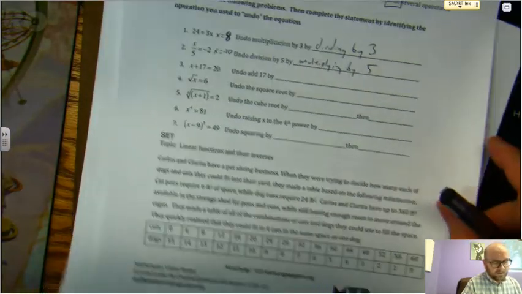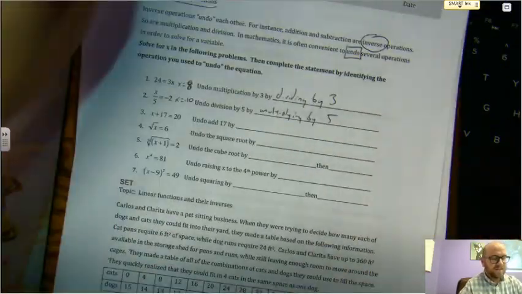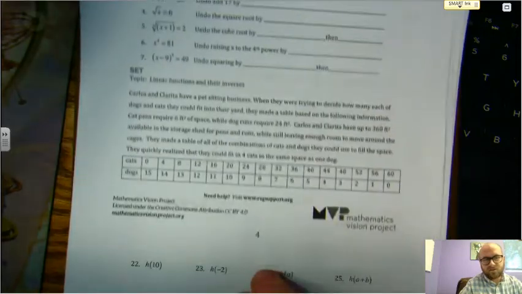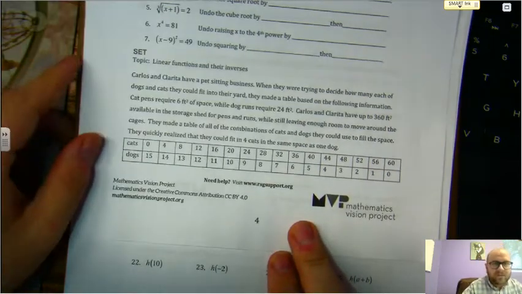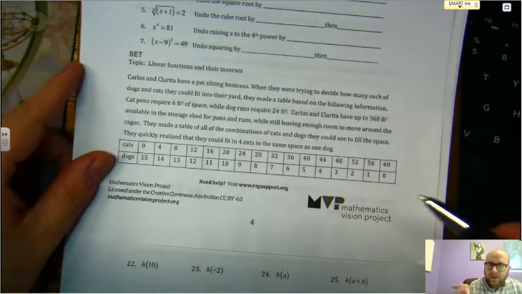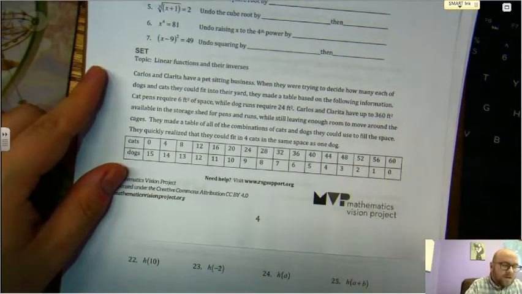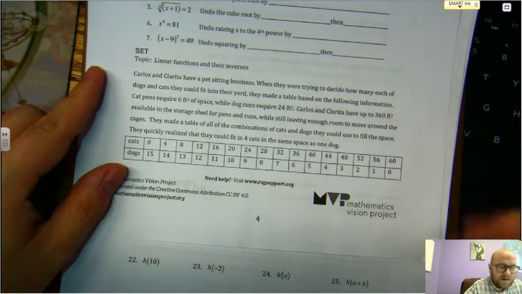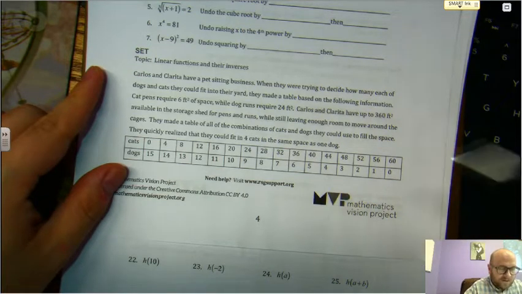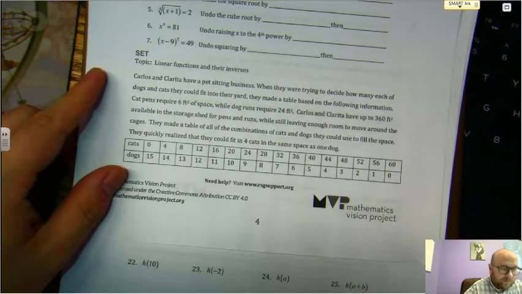The next topic is the Set. We're going to be looking at linear functions and their inverses. So we have this very long problem here, right? And take your time with it, and let's look for what's going on in this problem. It says, Carlos and Clarita have a pet sitting business. When they were trying to decide how many each of dogs and cats they could fit into their yard, they made a table based on the following information.